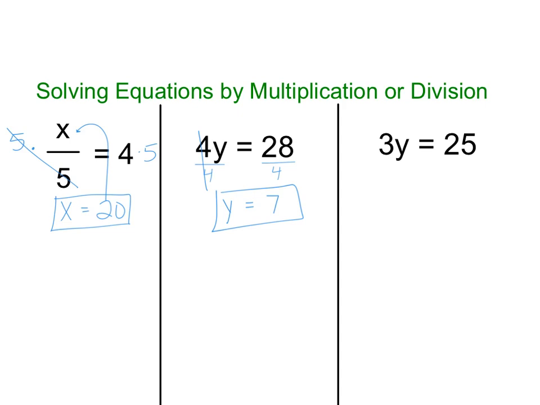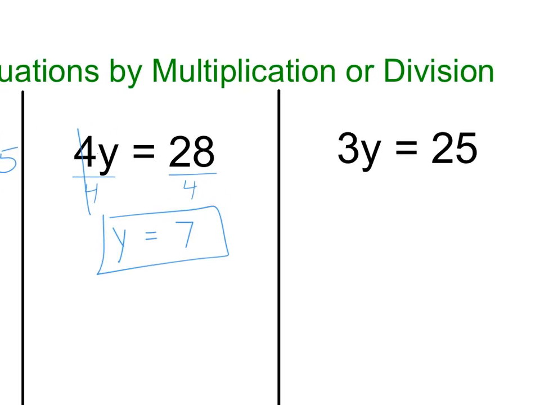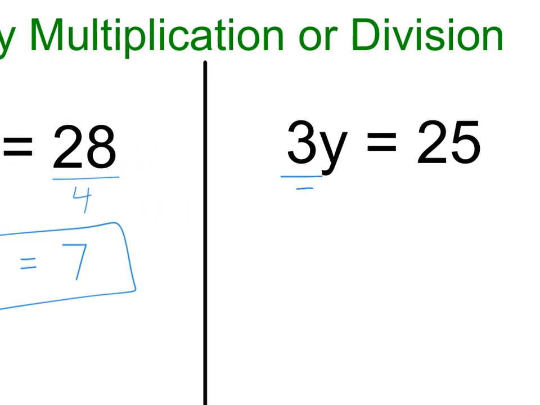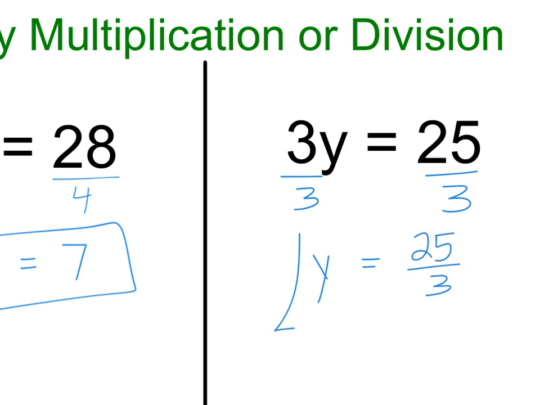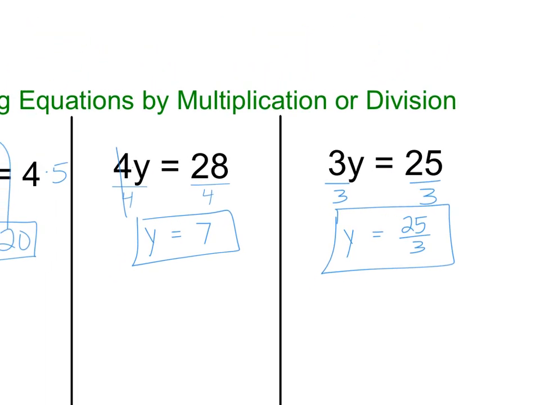So again, not too tough still, one-step equations, doing the opposite. This is a good example of it's not always going to equal a nice number. So if I want to get y alone here, again I divide by 3. 25 thirds doesn't reduce to a whole number though, so we do want to be keeping our answers as fractions if they are. So 25 over 3 would just be your answer.